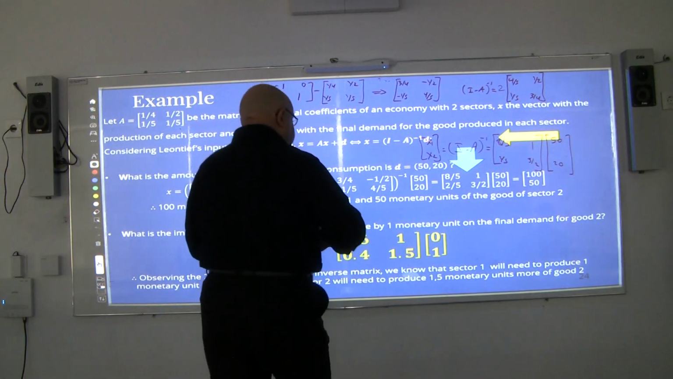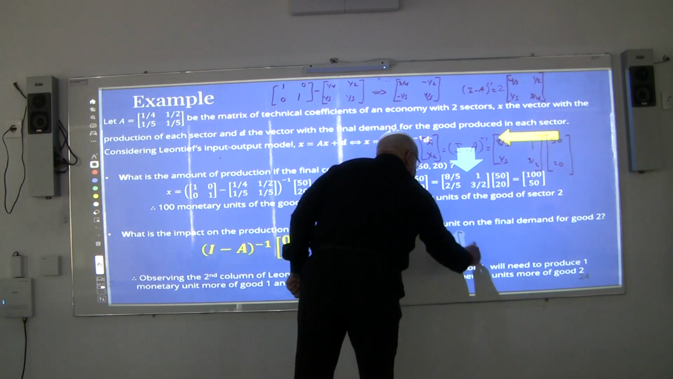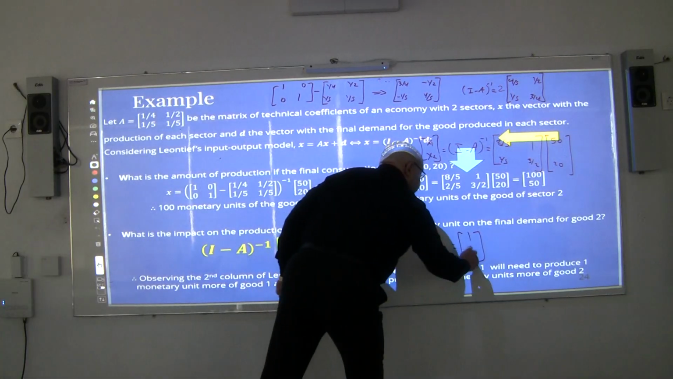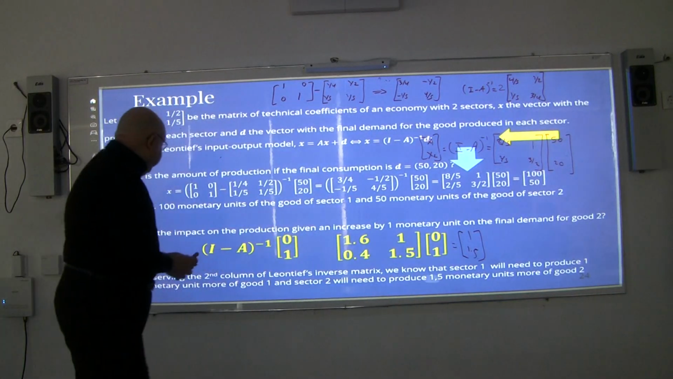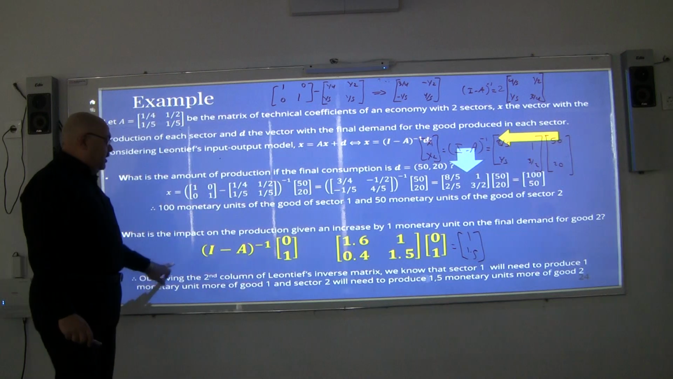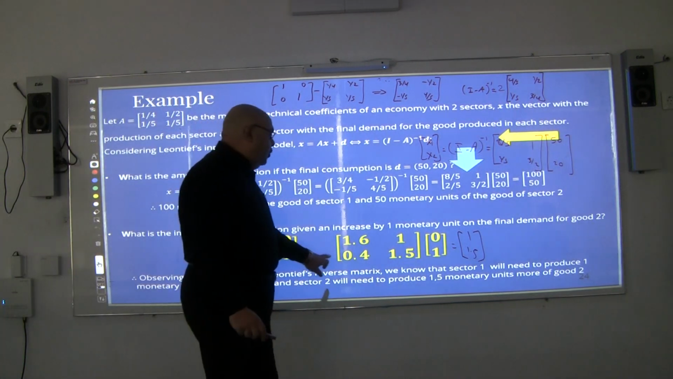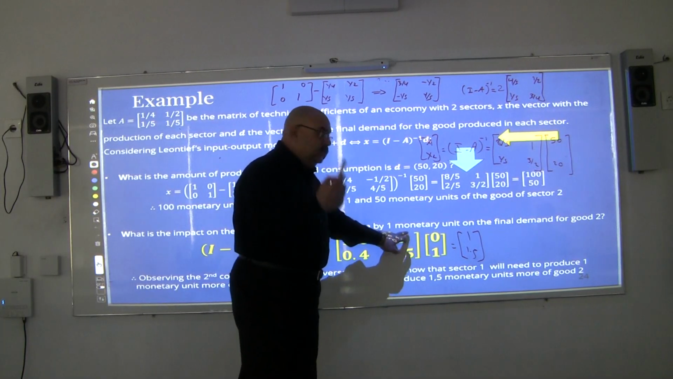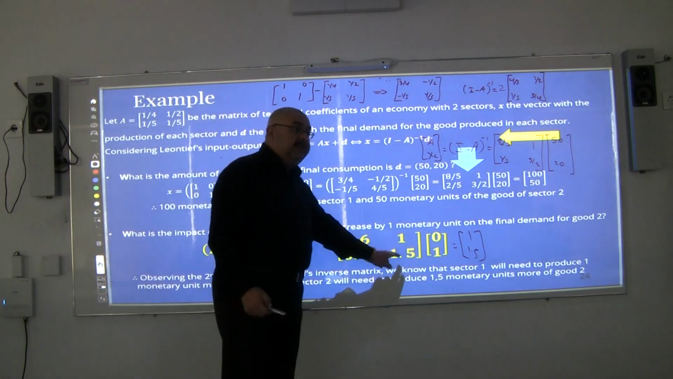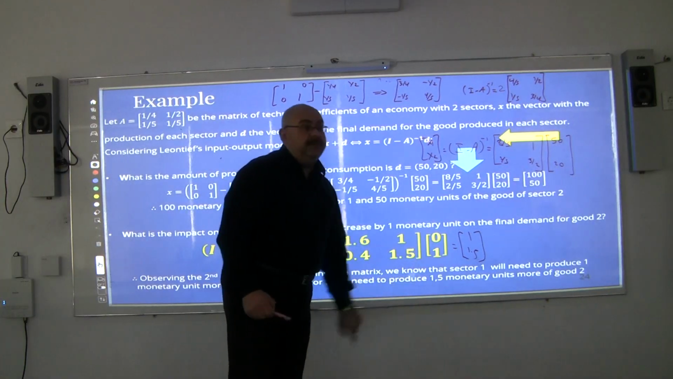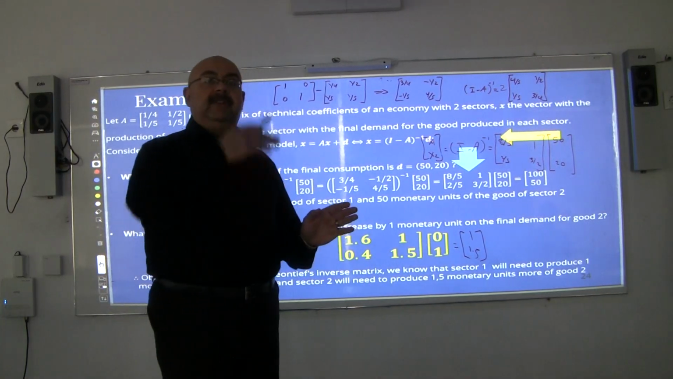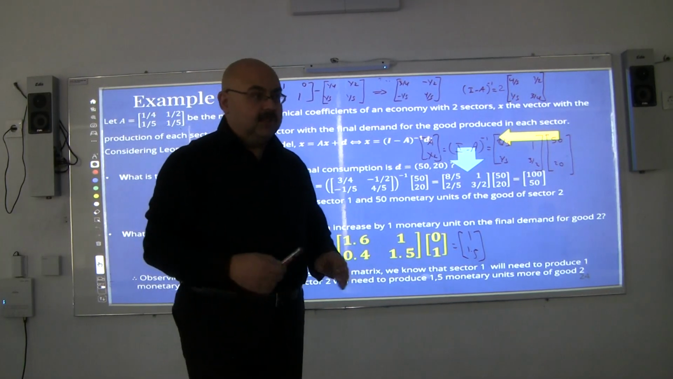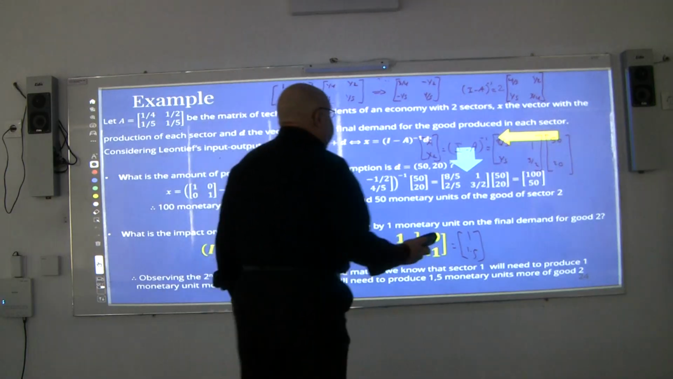So if I multiply this, the first sector will be 1, and multiplying the second row by this value, it's going to be 1.5. Which means, once more, observing the second column of the Leontief inverse matrix, we know that sector 1 will need to produce just 1, and the second will be 1.5. I can do it by multiplication or by observing, because if you multiply a matrix by 0 and 1, it will give you the second column. If you multiply by 1 and 0, it will give you the first column, and so on. Okay, very good.